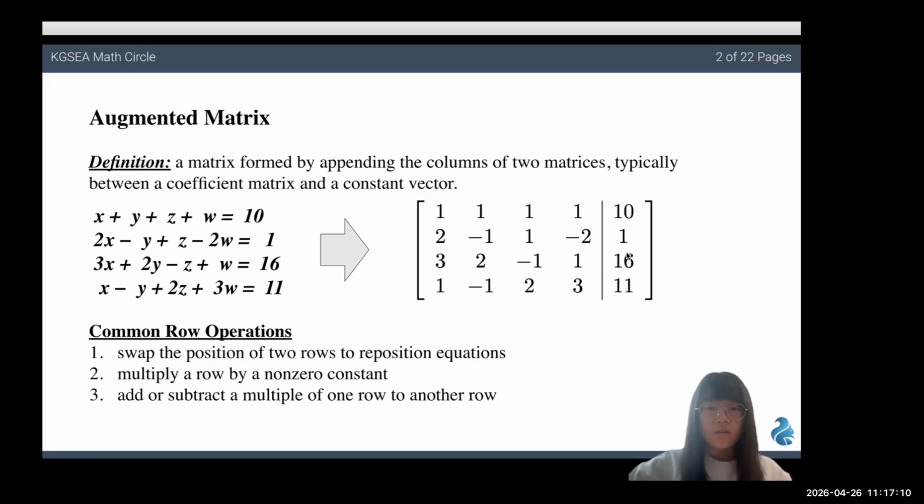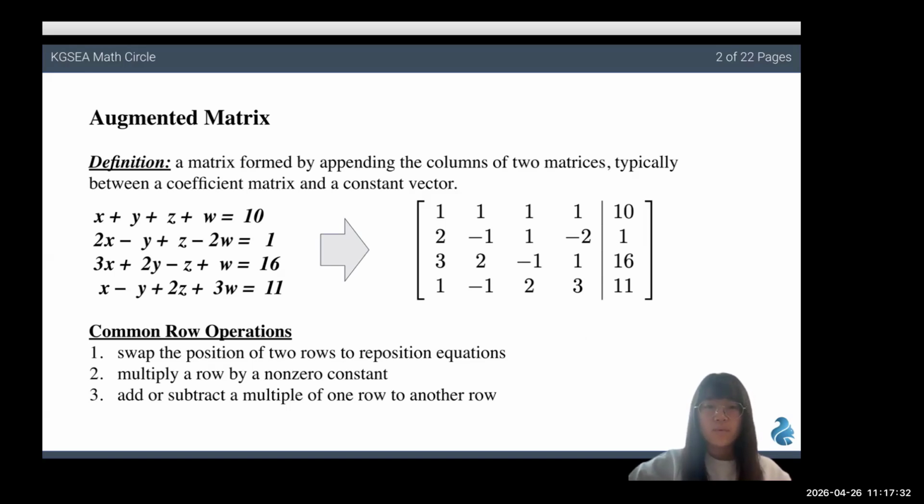And this is called an augmented matrix, which is defined as the matrix formed by appending the columns of two matrices, typically between a coefficient matrix like this and a constant vector. For the system above, each row represents an equation, and each column represents a variable, with a vertical bar separating the constants on the right-hand side.